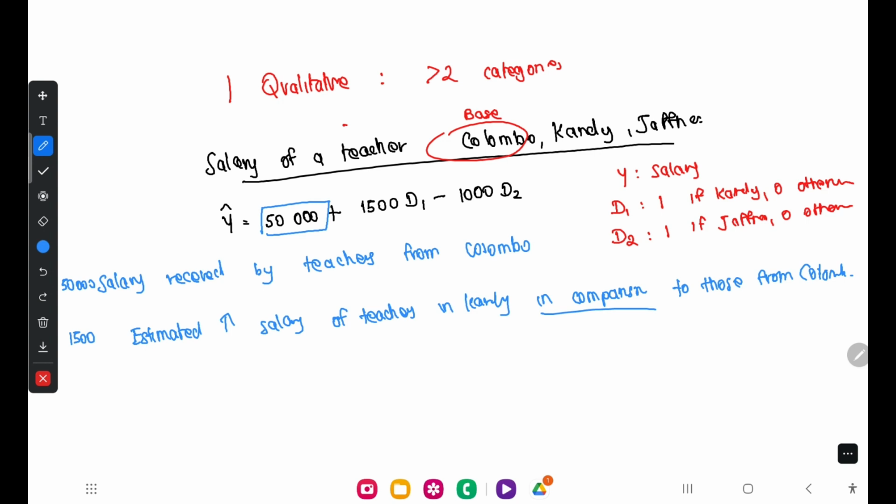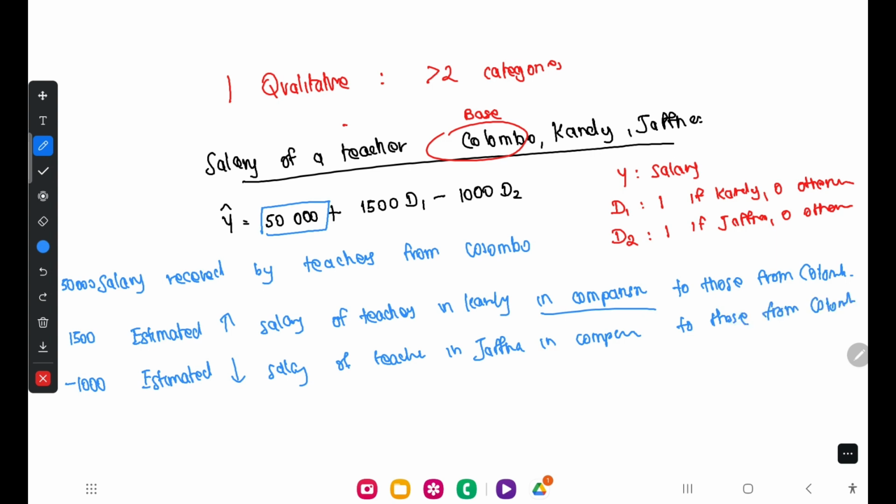Okay. Then we have another coefficient, minus 1,000. What does this 1,000 mean? It's the estimated decrease in the salary of teachers in Jaffna, because D2 is for Jaffna, always in comparison to those from Colombo. If you form the regression equation, it will be much clearer to you.